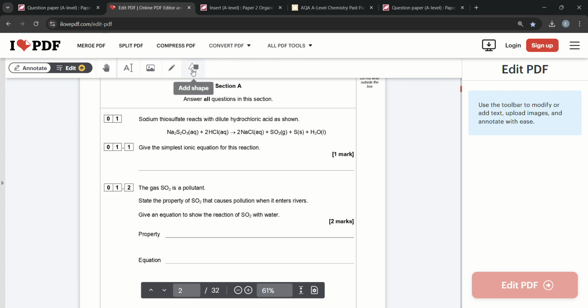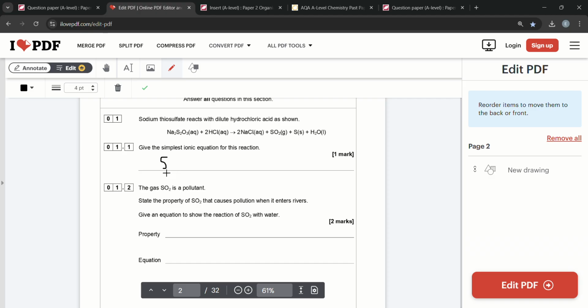Question 1. Give the simplest ionic equation for this reaction. It's going to be S2O3 2- plus 2H+, and we form SO2 plus S plus H2O.